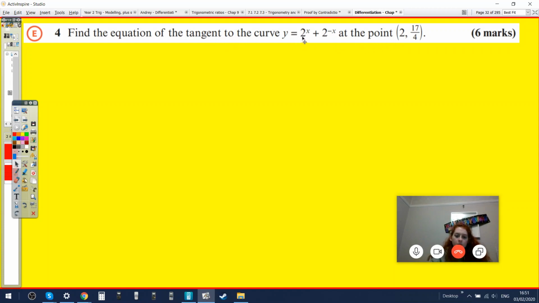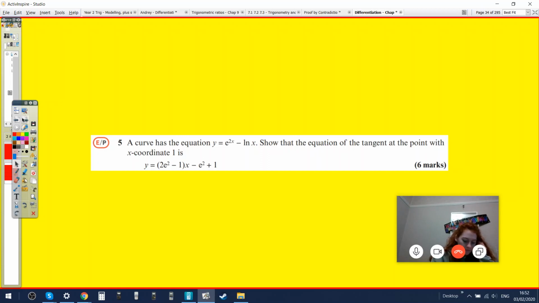You could do d by dx of 2 to the x plus 2 to the minus x, and then sub in 2. Okay. And that would give you the m, and then you already have the y, and you already have the x. So y minus 17 over 4 equals the answer in the calculator, x minus 2. Okay. And if it doesn't give you an exact answer, then you have to do it manually.